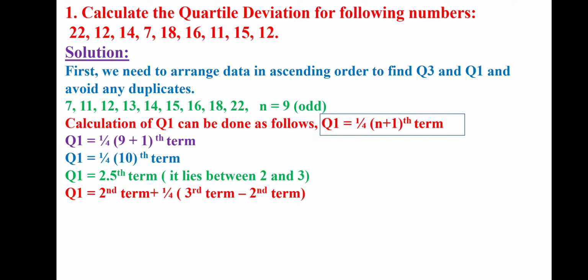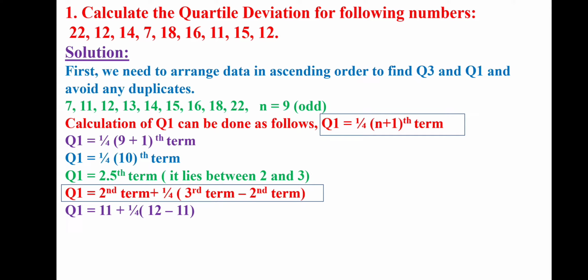Q1 equal to the second term plus 1/4 of the difference between the third term and the second term. Why have we taken these? Because 2.5 lies between 2 and 3. Suppose 3.5 is there, we need to consider 3 and 4. This is the way we need to remember, depending on the value you are getting. This is the formula for Q1 in an individual series of observations.